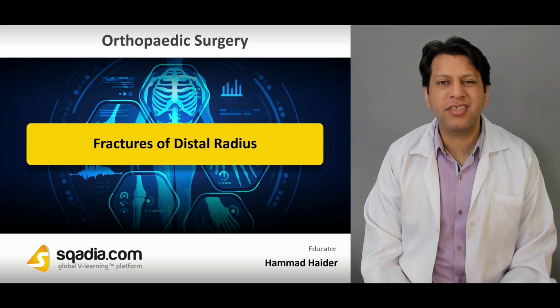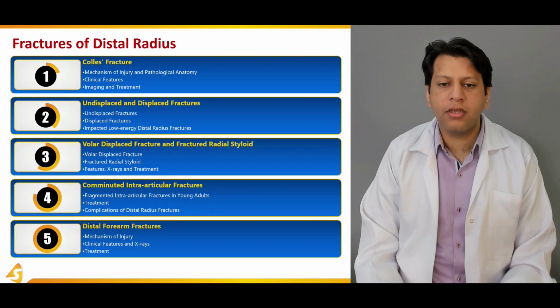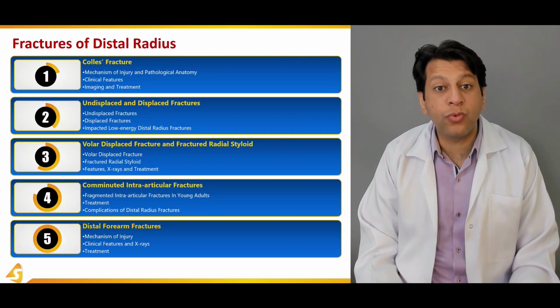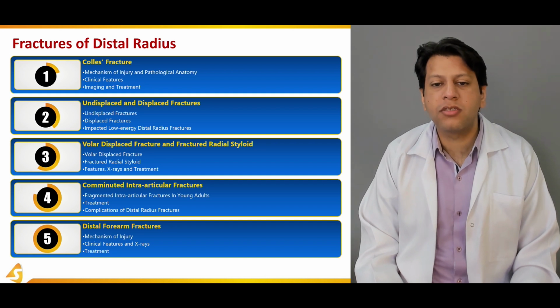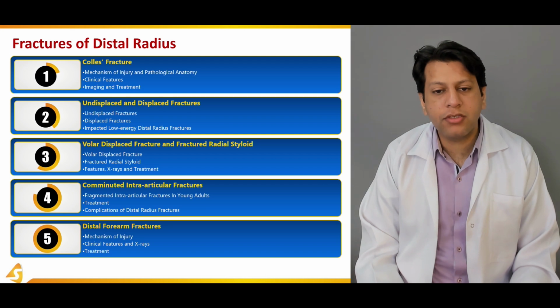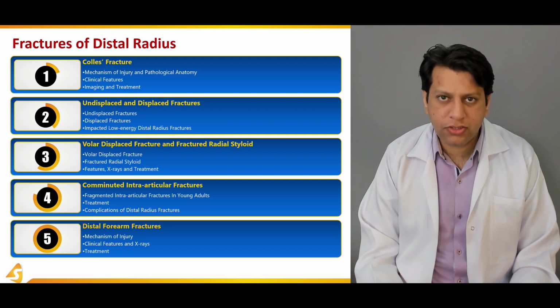Today we'll be discussing briefly the fractures around the distal radius. We will have 5 sections. In the first section we will be discussing what a Colles fracture is, its mechanism of injury and pathological anatomy, its clinical features, its imaging and its treatment.